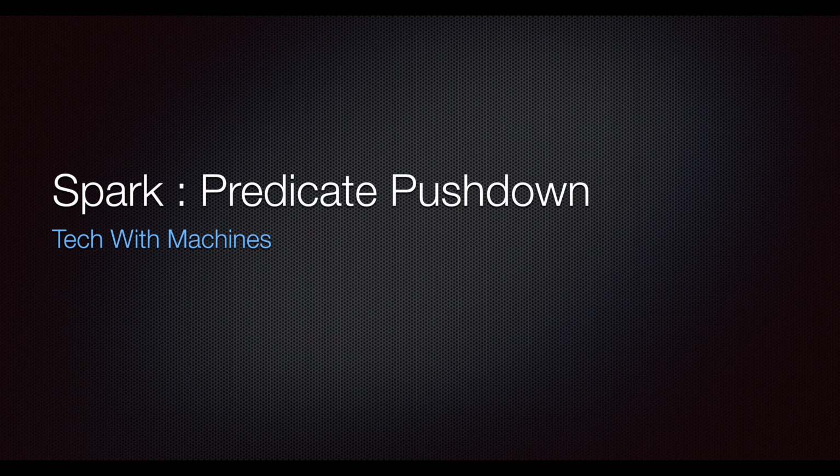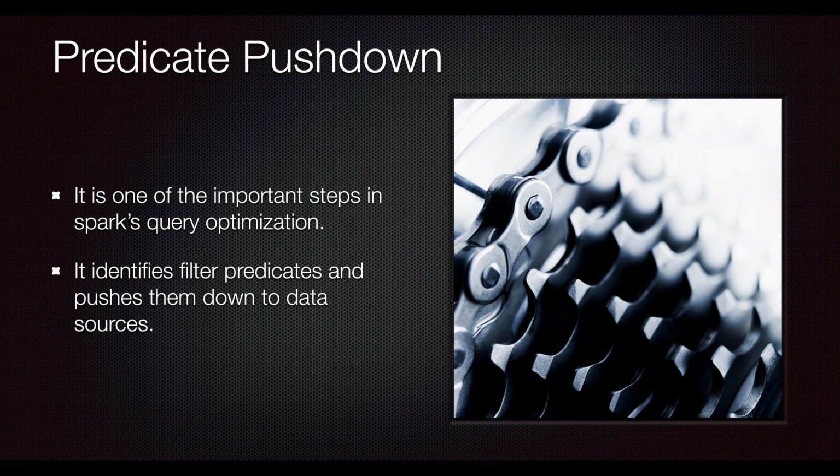Predicate Pushdown is one of the important optimization techniques which Spark uses to optimize query execution plans. Let's deep dive into its definition. As I said, it is one of the important steps in query optimization, but what does it do? It identifies filter predicates and pushes them down to the data sources. A data source can be a file source or a database. Don't get confused. Let's try it with an example. It's pretty straightforward.